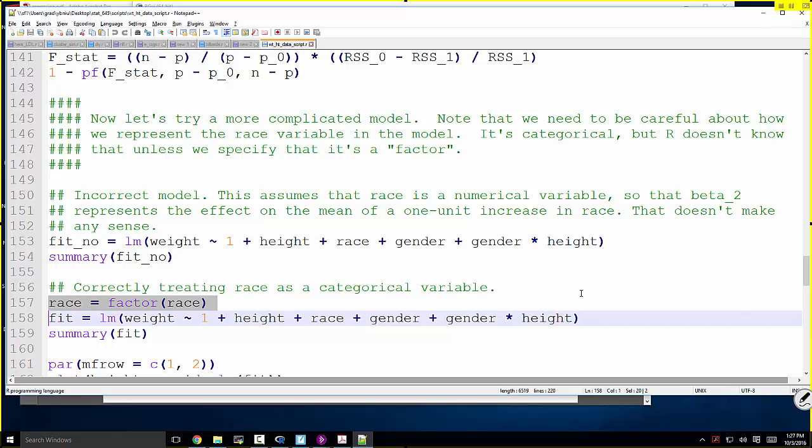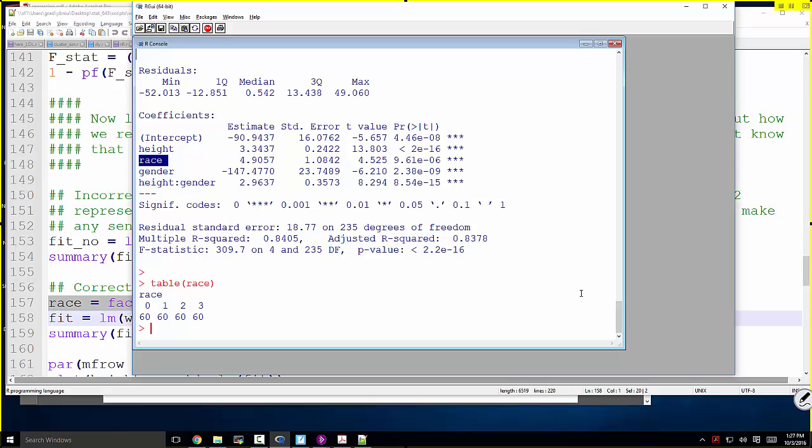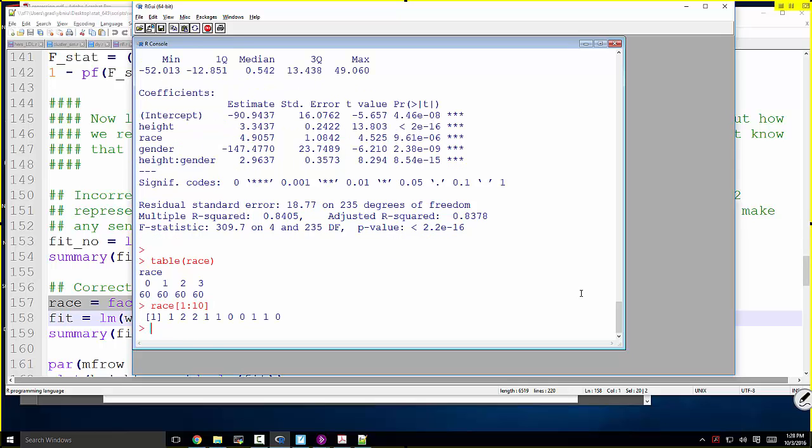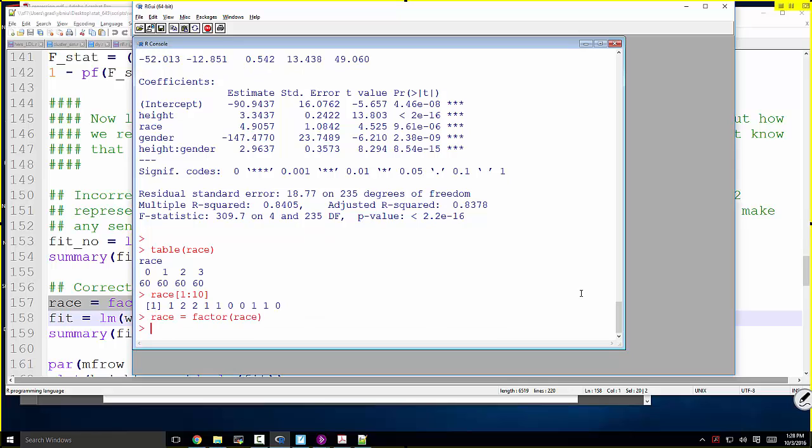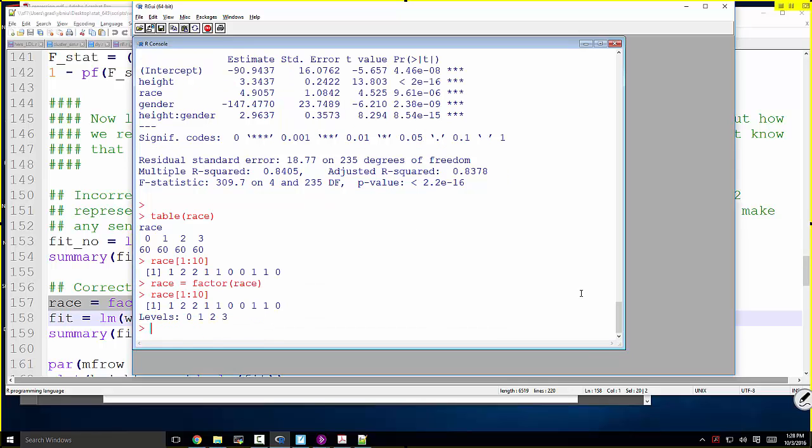So race, here's the first 10 values of race, just a bunch of numbers. Now I'm going to do race is factor of race. And here's what we have now. It's still the same exact numbers, but notice at the bottom it says levels. That's it saying I recognize that there's only 4 levels of this categorical variable. These are the 4 levels. And it's not going to treat it as numbers anymore.